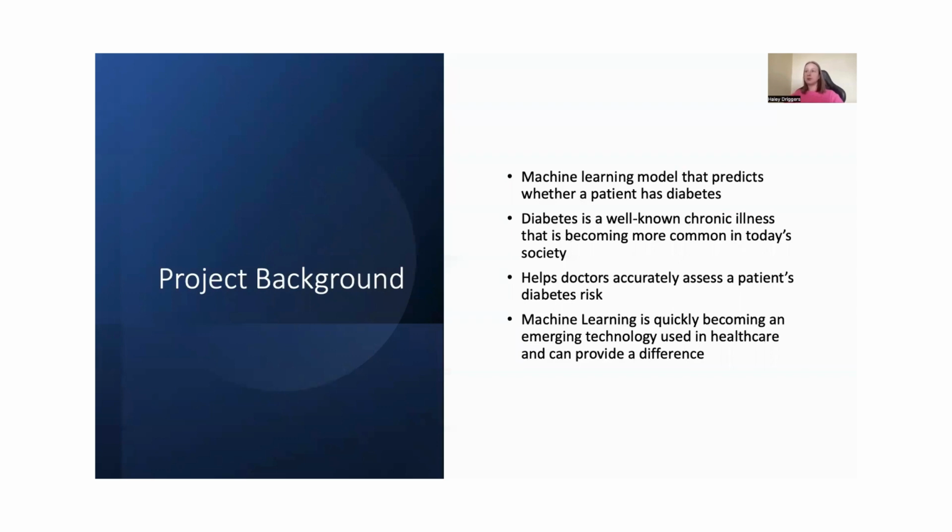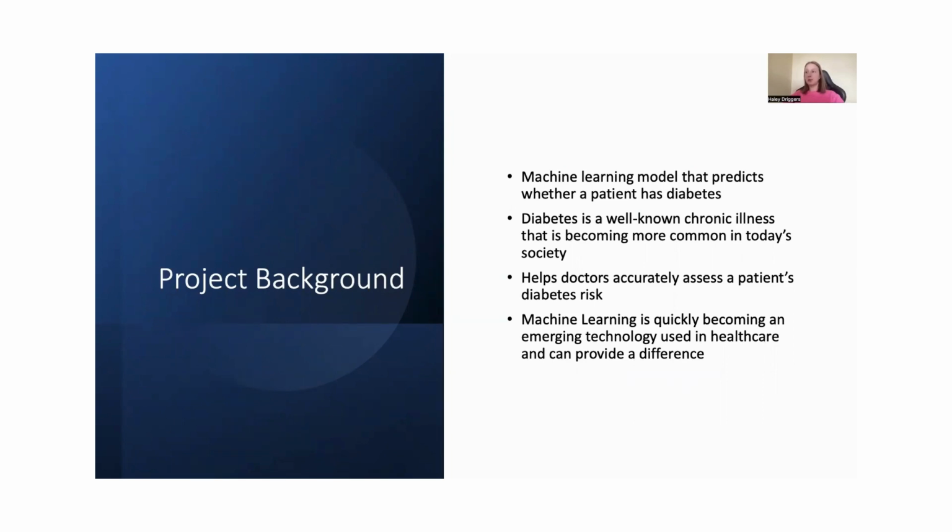So first, I'll talk a little bit about the project background. I chose to do my project on artificial intelligence and a chronic illness, specifically machine learning and diabetes. And my model focuses on several different features such as age, weight, and A1C results, for example.